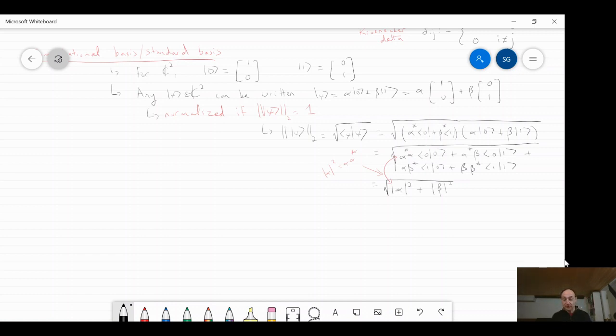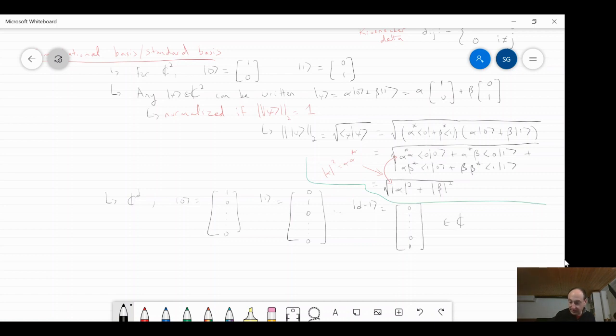Let me clarify that. I gave you the standard basis for C2, but of course you could generalize this to CD. Then vector 0 has a 1 in the very first position, vector 1 has a 1 in the second position, and 0 is everywhere else. The very last vector will have 0s everywhere and a 1 in the last position.